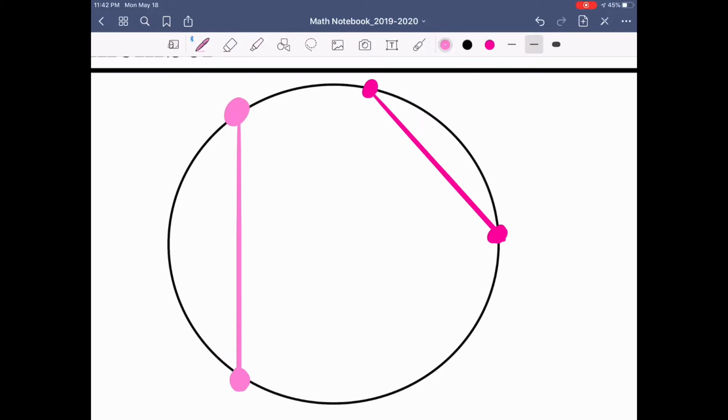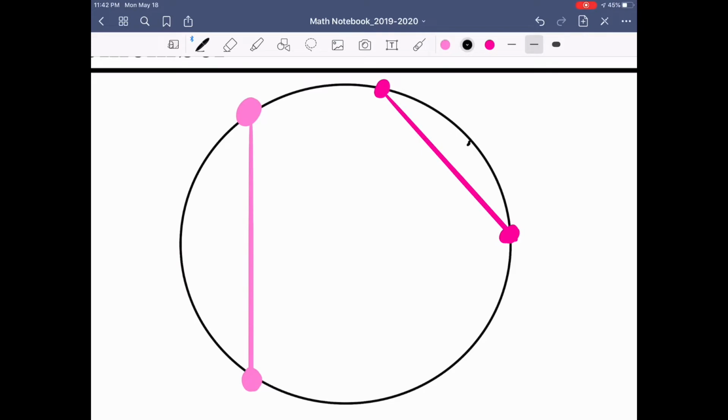What this rule is saying is that if you take each line and you cut it exactly in half at a 90-degree angle, okay, and you extend the line, so let's say I take this, I cut it exactly in half. I'm not being 100% accurate right now, but if I cut it in half at a 90-degree angle, and I do the same thing to my other chord, I cut it in half at a 90-degree angle, it's saying that they should intersect at the center of the circle.